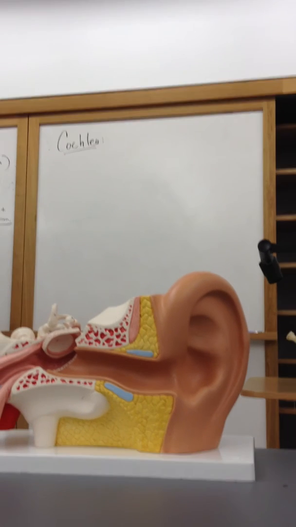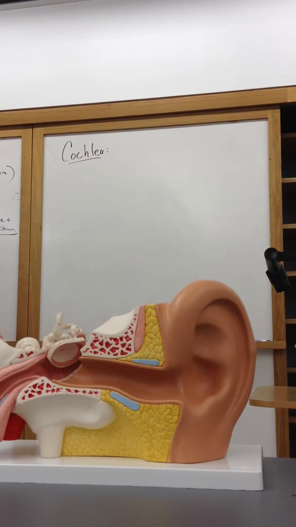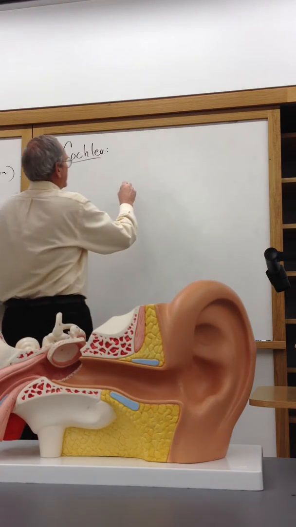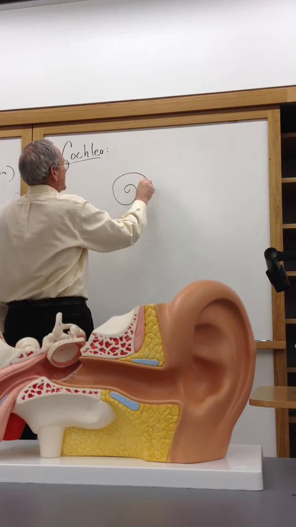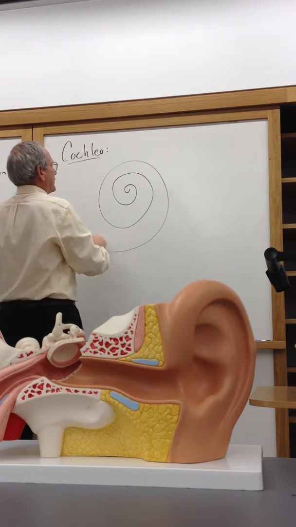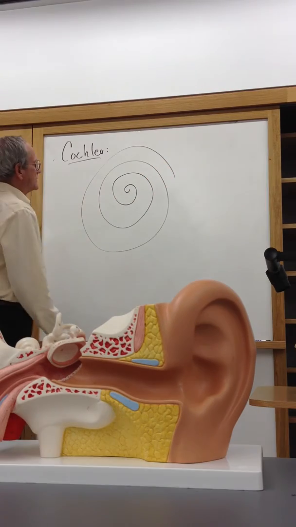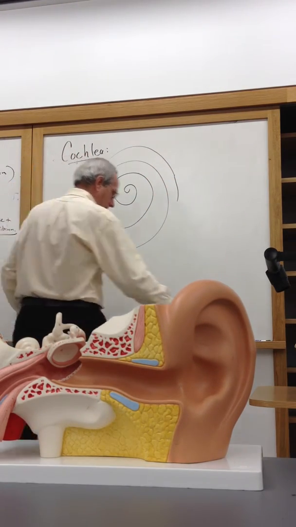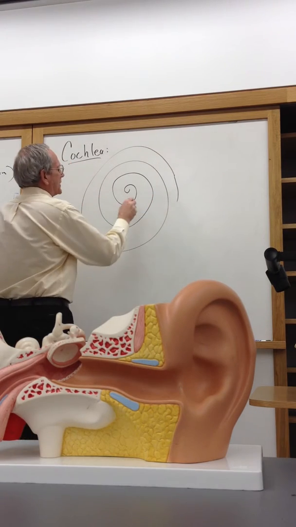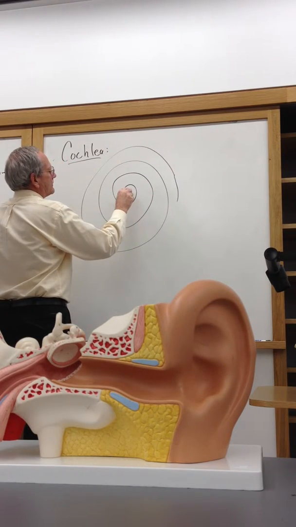So we vibrate the tympanic membrane, and that vibrates the malleus, incus, and stapes. And that vibration goes back into the cochlea. And the cochlea looks a little bit like a snail that you find on a beach. And then it has a 2.5 revolution area.